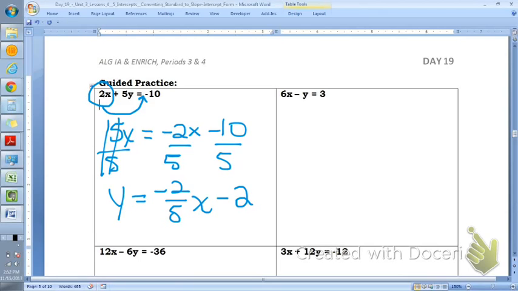So his question he was worried about was dividing by 5. Is it always going to cancel out? Yes, it'll always cancel that out so that you're just left with y.